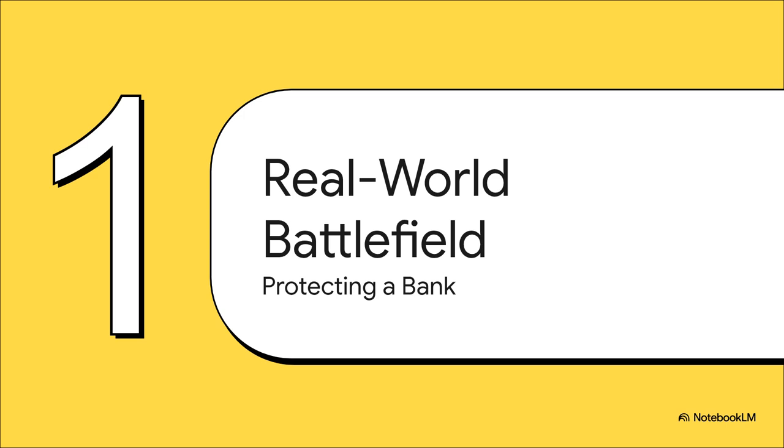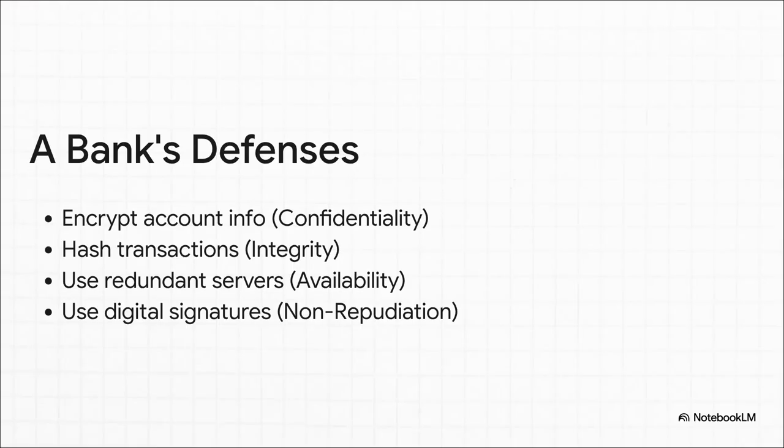Okay, I know these ideas can feel a little abstract. So let's bring it all down to earth and look at a real-world battlefield where this stuff is tested every single second, your bank. Let's see how a bank puts all this together. For confidentiality, all your account information is encrypted, totally scrambled. For integrity, every transaction gets hashed to make sure no one can tamper with the numbers. For availability, they have tons of redundant servers to keep the website and app online 24/7. And finally, for non-repudiation, digital signatures prove exactly who authorized every single transfer. See? It all works together.